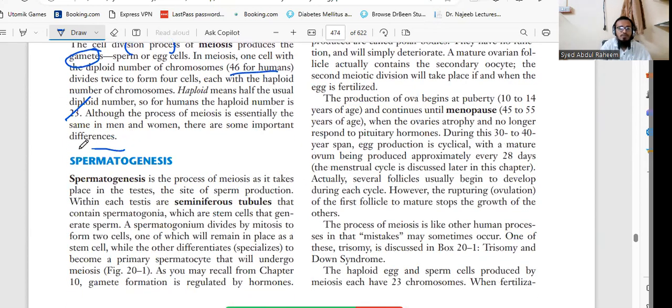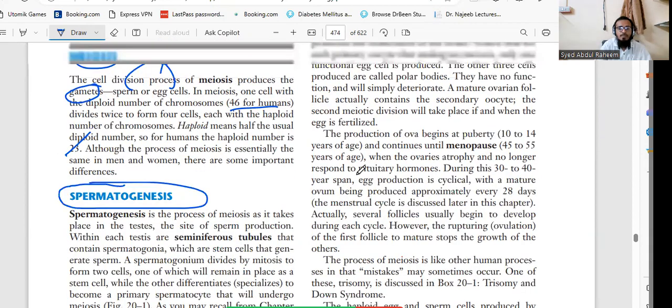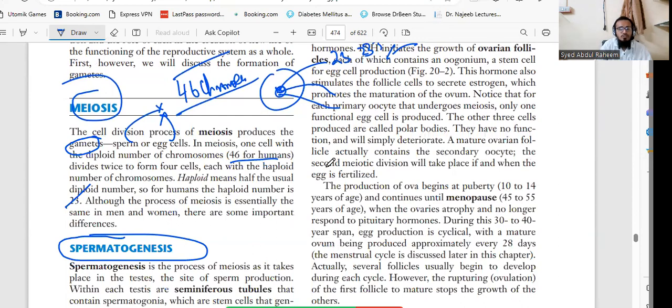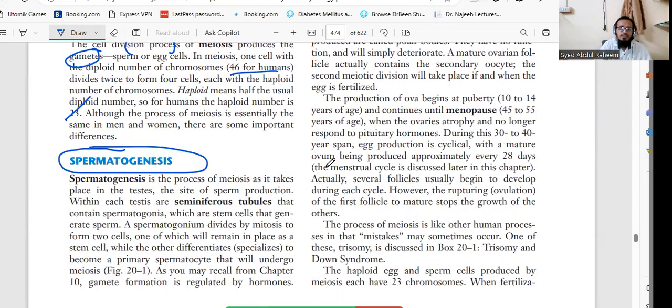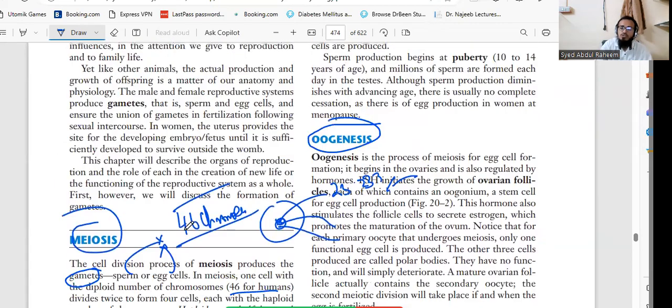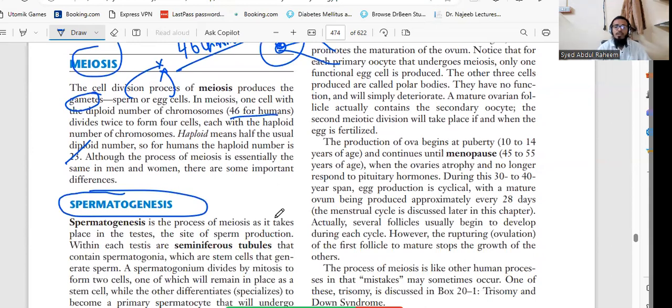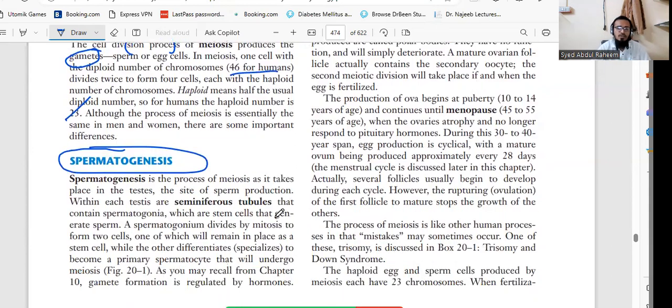We will call these spermatogenesis and oogenesis. Spermatogenesis is a process from the male. Oogenesis is a process from the female. So these are the two processes which occur to make a new human. Let's talk first about spermatogenesis.